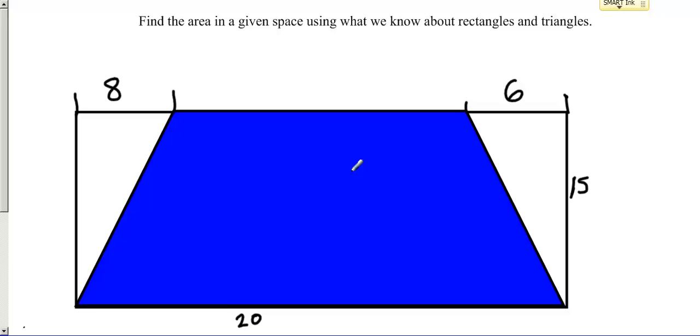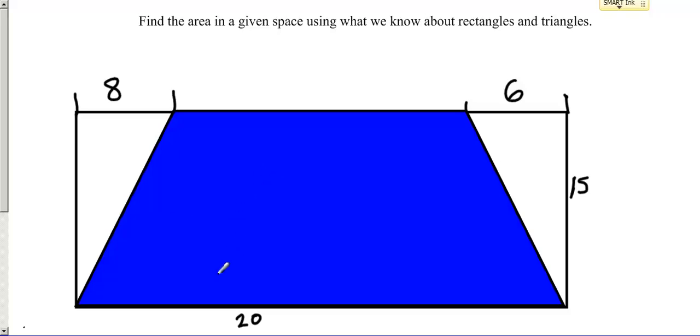Now, we don't know what the formula for a trapezoid is right now, and we don't even have all the information we need. So we have to go about finding it. So when I look at this problem, one of the things I want to do is try to find the area of this entire rectangle. And then this looks like a triangle to me, and this looks like a triangle to me. So if I find the area of the entire rectangle and then subtract the area of these two triangles, that will give me the area of this trapezoid.